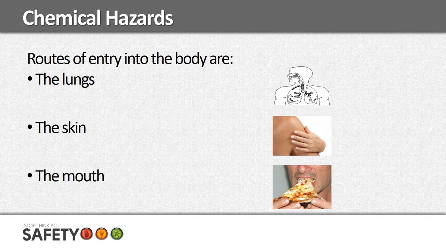Routes of entry into the body are the lungs by breathing vapors, mists, or dust, the skin if liquid or dust contacts unprotected skin, gets into a cut, or splashes in your eyes, and the mouth if you do not wash your hands properly and eat something after handling chemicals.